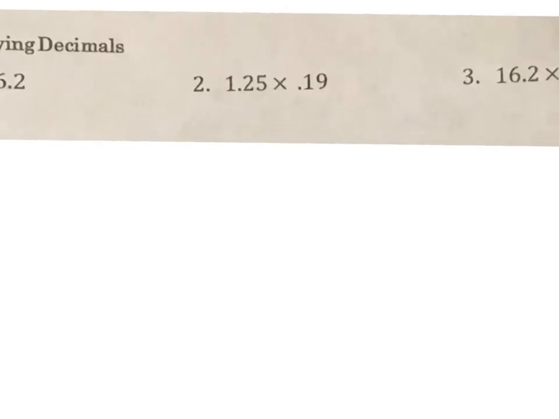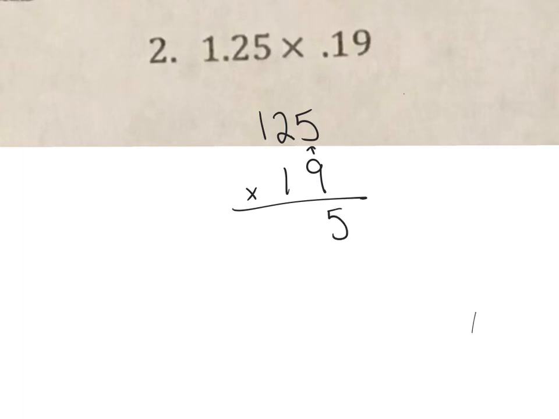Okay, next we are going to do problem number 2. So I'm going to zoom in to problem 2. Same scenario in this problem, you're still just multiplying. So we're going to act like these are whole numbers first. And like I said, if you did really great with the graph paper, please get it out. It will help you. So 5 times 9 is 45, carry your 4. 9 times 2 is 18, plus the 4 is 22. 9 times 1 is 9, plus 2 is 11.